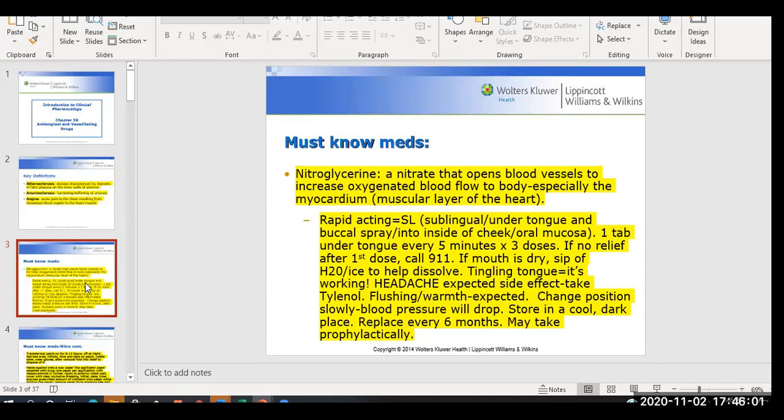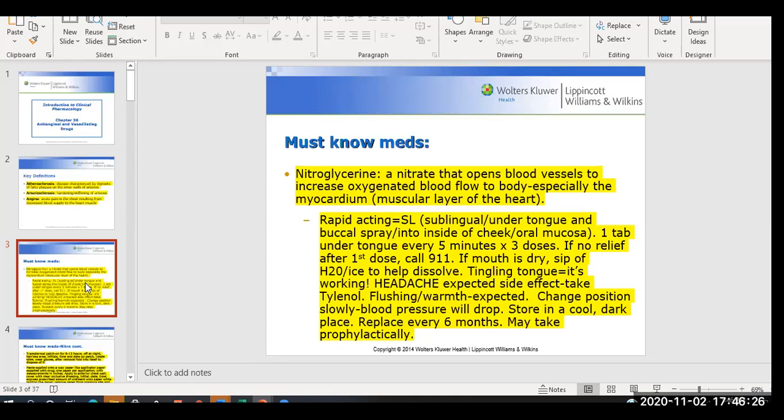If their tongue is tingling, it's working. If they get a headache, that's expected. Nitro, regardless of its form or route, will cause a headache. And it's because of the blood flow, just think about it. If you hang upside down and the blood rushes to your head, it makes you dizzy and gives you a headache. Same thing here, because all the arteries are now dilated and open.